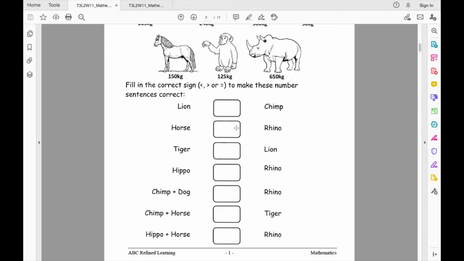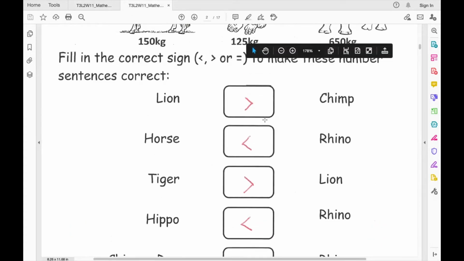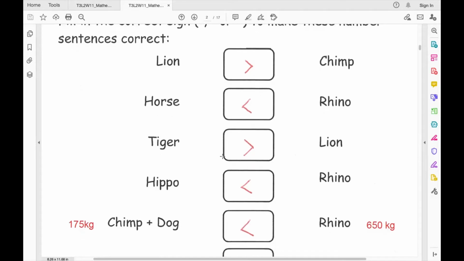Right, let's go through the solutions for these questions that we've just done for the crocodile mouths. Looking here, we've already gone through number one. Lion is more than the chimp. We also went through the second one as well. Let's go to number three.